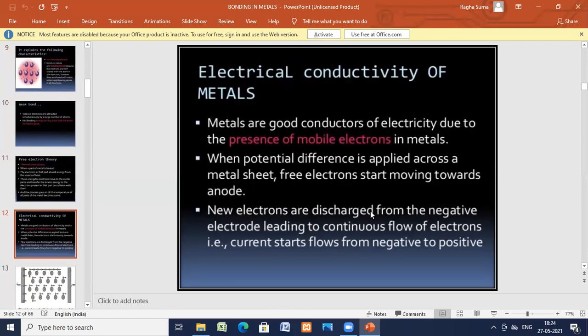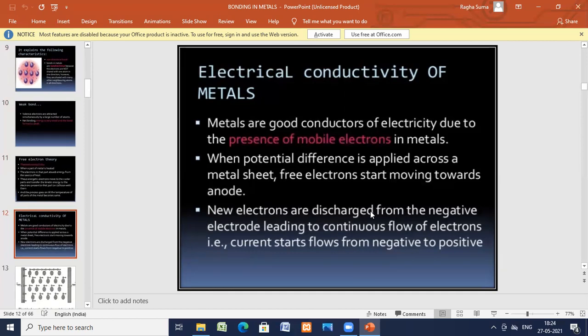Now, what about electrical conductivity? The next characteristic which should be satisfied for this theory is the electrical conductivity of metals. What is conductivity? Now I'm going to explain: metals are good conductors of electricity due to the presence of mobile electrons in the metals.